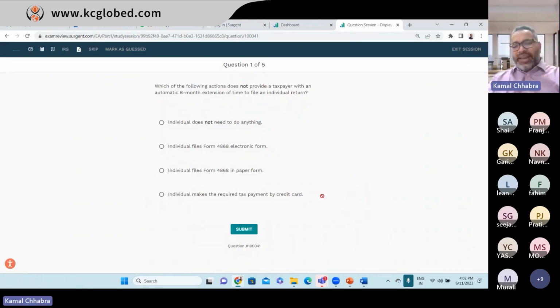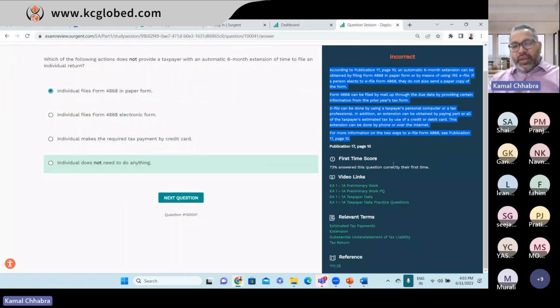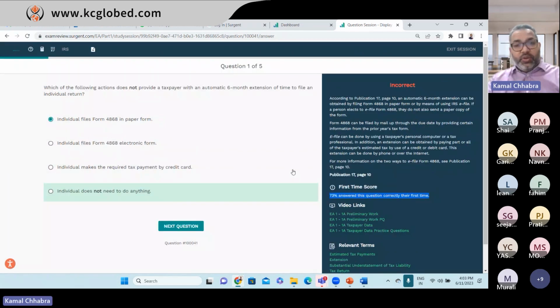These questions would be exactly the same way as they will come in your exam. Once you answer, for example, this multiple choice question, and submit, it will tell you whether the answer is correct or incorrect. More importantly, it will give you the explanation of why this is incorrect and what the correct answer is. It will also tell you how many students gave the right answer in the first attempt, and what video lectures have covered this question and what relevant terms there are. So you'll get a detailed explanation for each question.